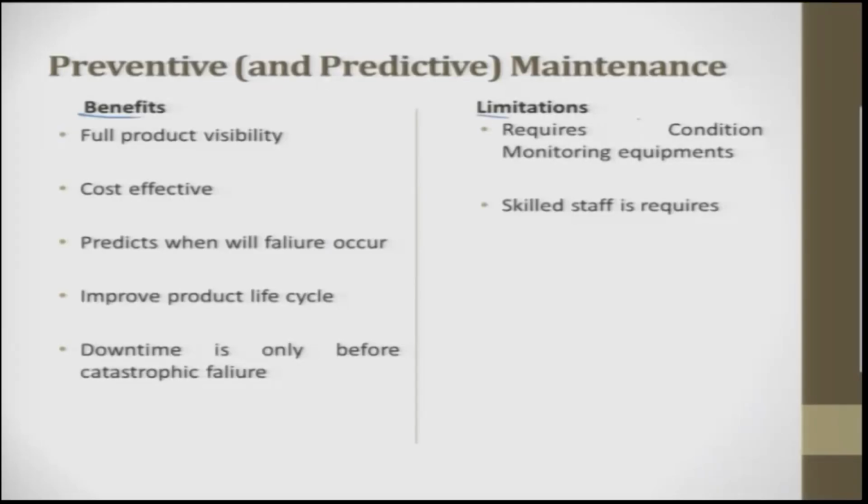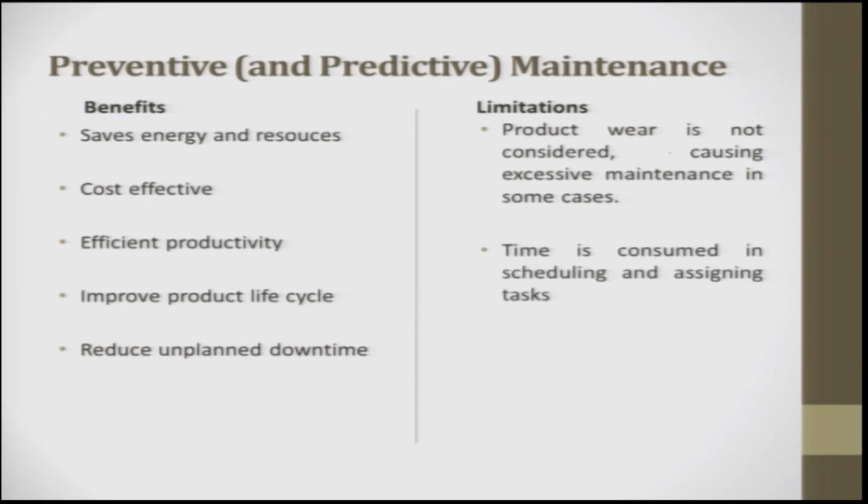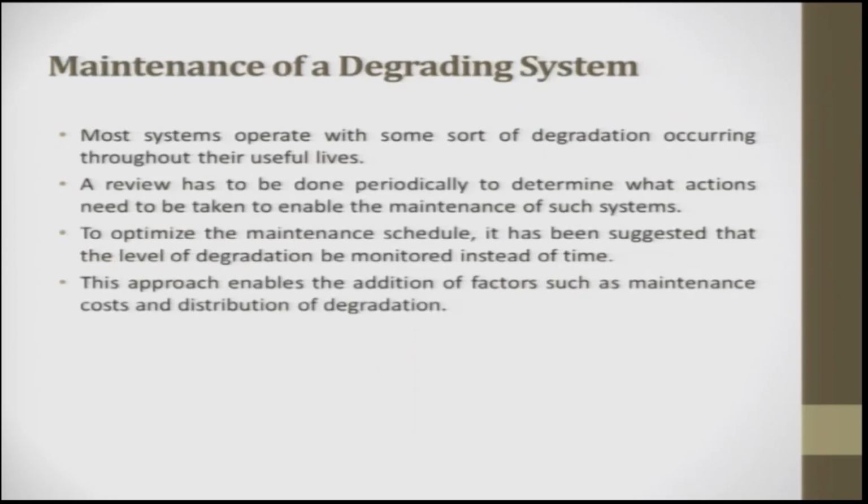So what are the benefits and what are the limitations? Full product visibility, cost effective preventive. Predictive tells you when failure will occur, improves the product life cycle, and reduces downtime. Limitation: requires condition monitoring and skilled staff. Predictive also saves energy and resources, is cost effective, efficient, improves productivity, and reduces unplanned downtime. So all these things are part of the benefits, and these are the limitations.